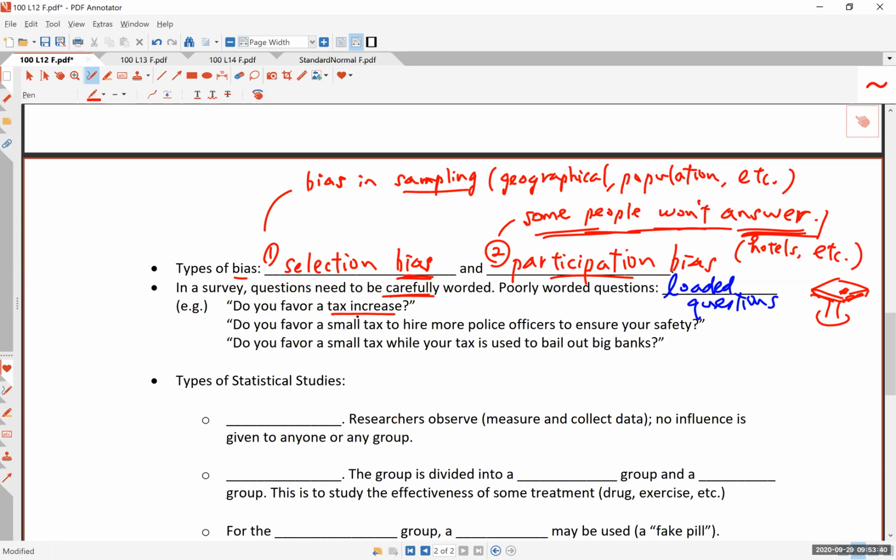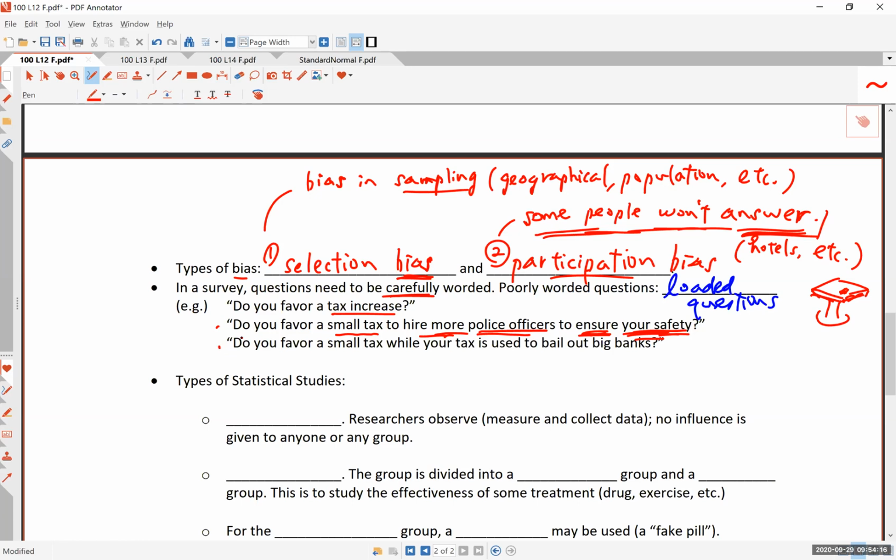Do you favor a tax increase? Well, that's sort of fair, right? How about this? Do you favor a small tax to hire more police officers to ensure your safety? You see what's going on here? This is a very different question from the first one, because you're almost led to say yes, because you have words like safety, ensure safety, police officers. Well, that is a debate. But anyway, this is a loaded question, because you can see that there's a tendency on the part of the person asking the question to lead you to say yes.